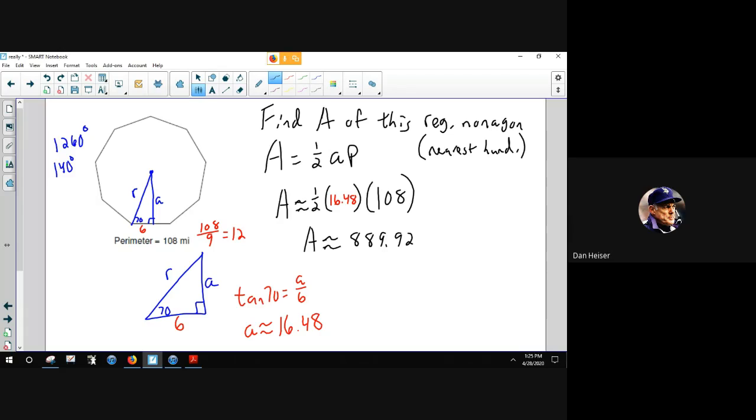So sometimes you have to use your special right triangle rules. Sometimes you have to use trigonometry. Sometimes you're given everything you need. So here's where previous material is coming back and used to help us solve some area problems. So that is how you find the area of a regular polygon. At this point, you know the drill, and that is all for this section.